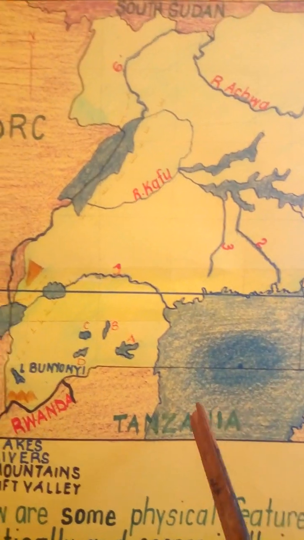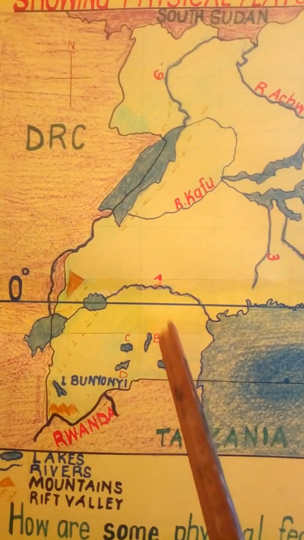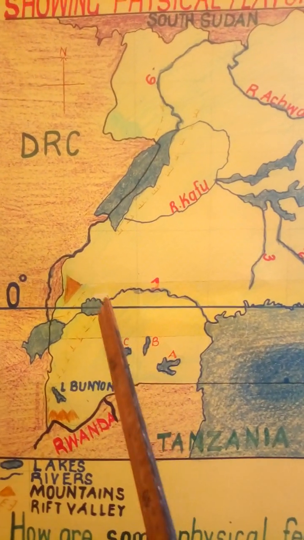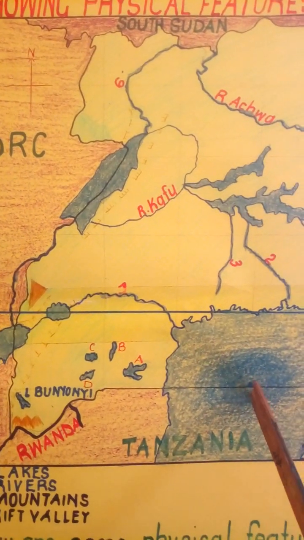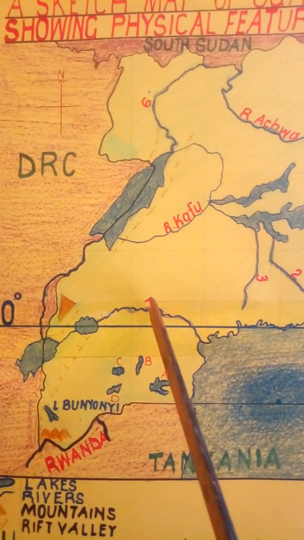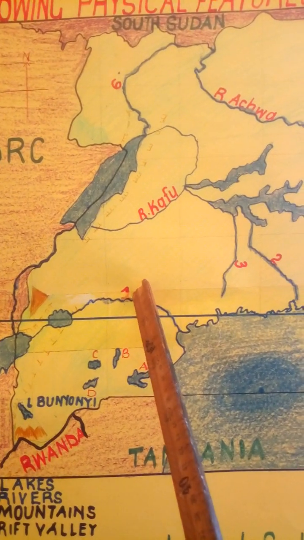And so many others. We have so many other lakes. Can you mention Lake A, B, C, D? Do research. We have also a river that comes out of Lake George and pours its water in Lake Victoria. What is the name of that river?